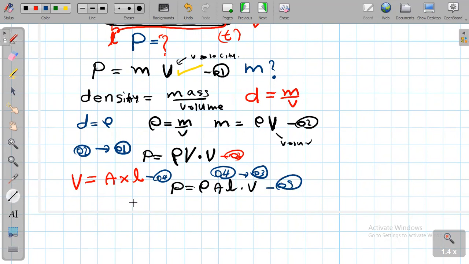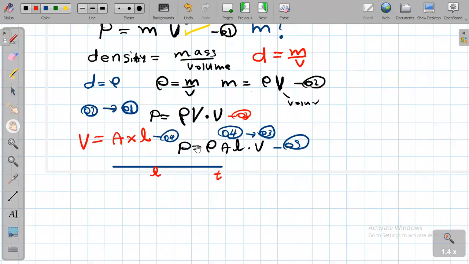Okay. Let me explain that. A distance of L covered within time of T. Distance of L covered within time of T. Okay. What is the meaning of this one?